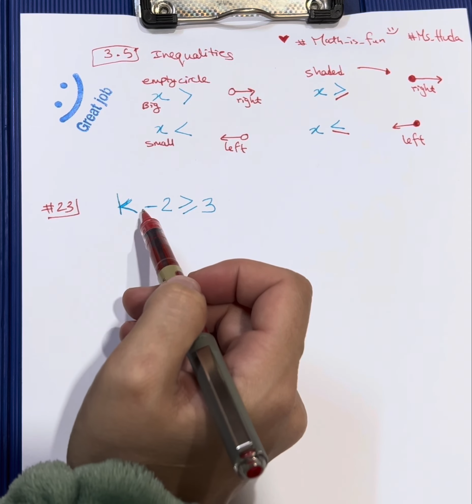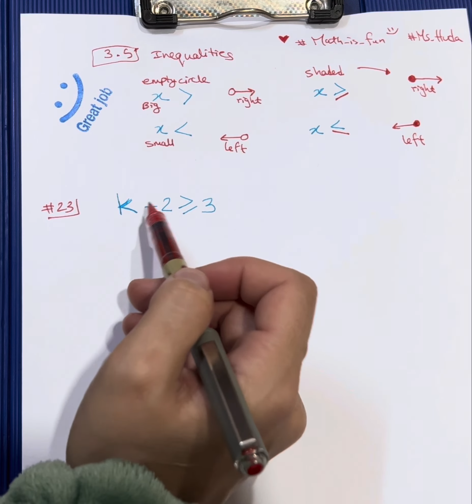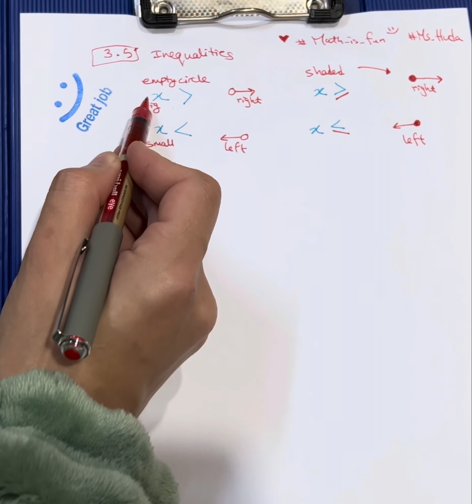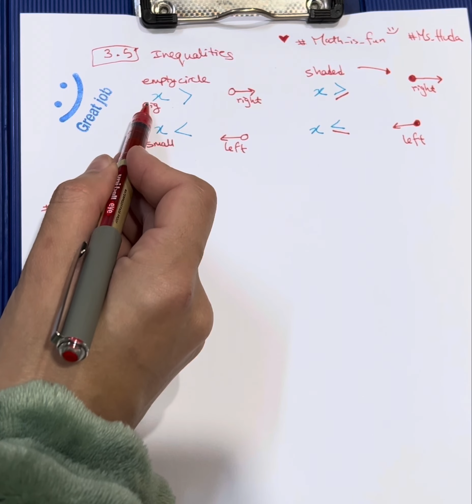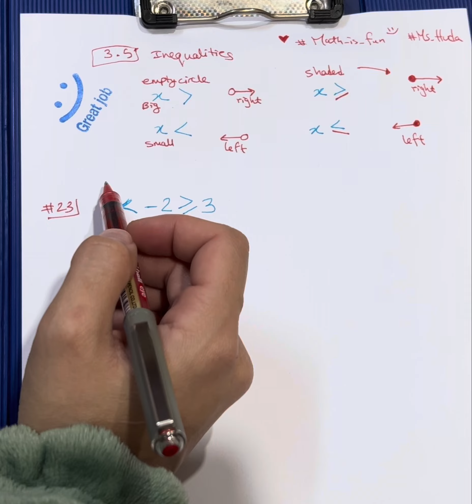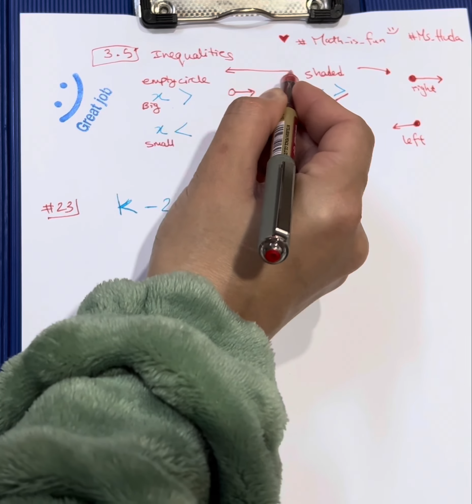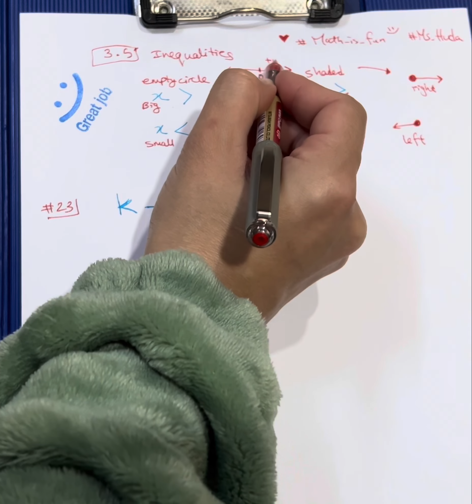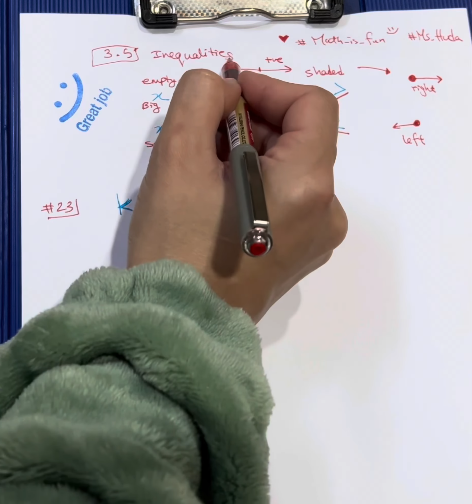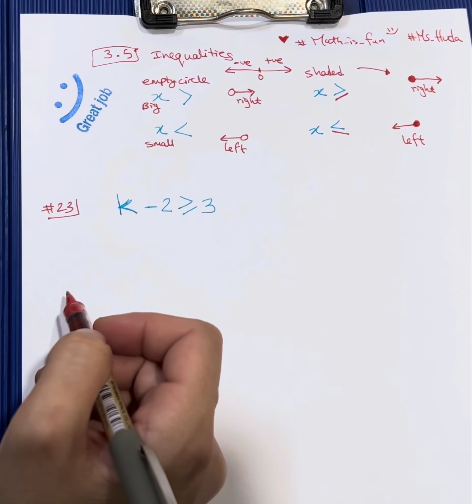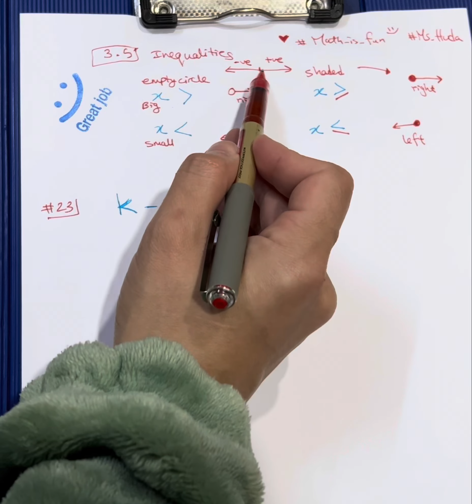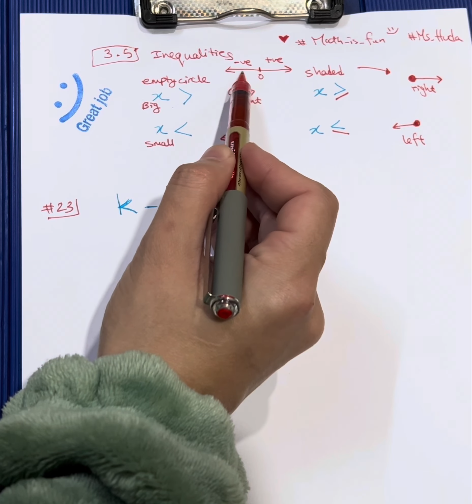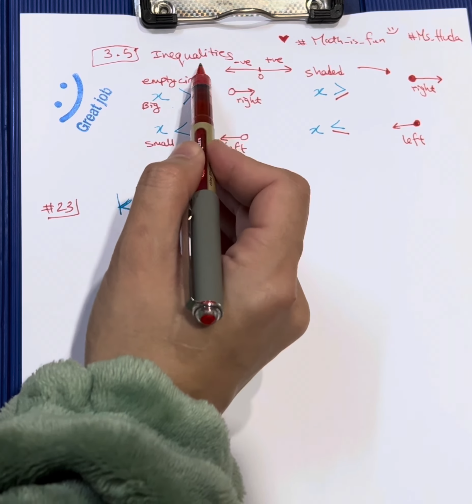Now, when do I go to the right side? Whenever the sign is facing the variable, which is x, that means x is the big number. And we all know from the number line, when I have 0, all the positive numbers are on the right side and all the negative numbers are on the left side. That means the more I go to the right side, the more the number is increasing, and the more I go to the left side, the more the number is decreasing.